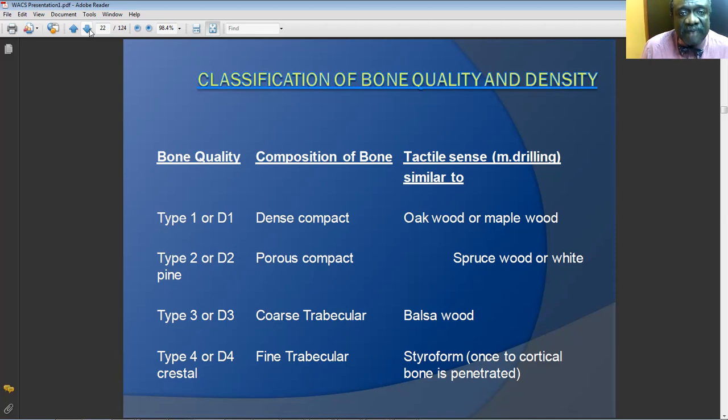D3 bone, which is found in the anterior maxillary bone, is coarse trabecular, and the drilling tactile sensation is similar to drilling into balsa wood. And the type 4 is the fine trabecular, which is found in the posterior maxilla. And while you're drilling into a D4 bone, it's like drilling into a styrofoam.